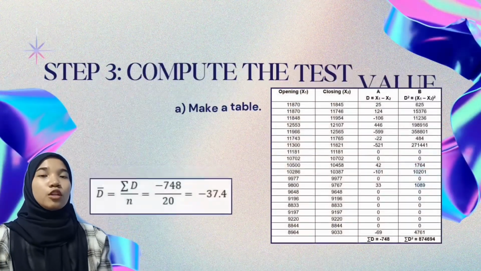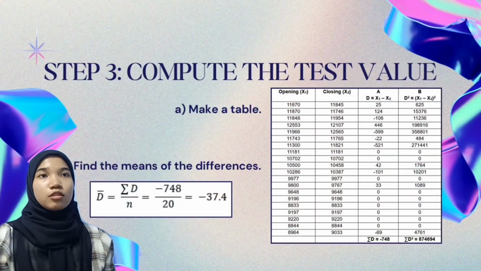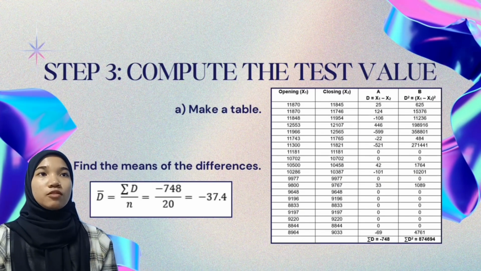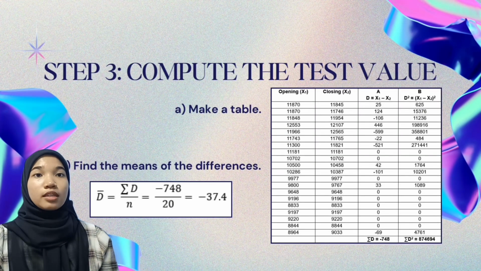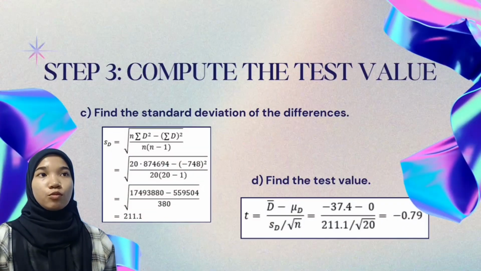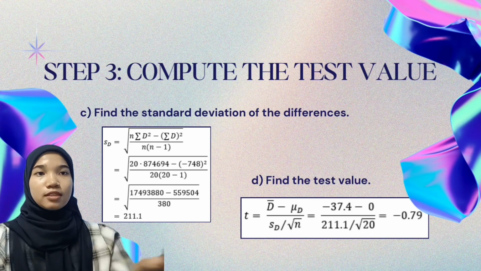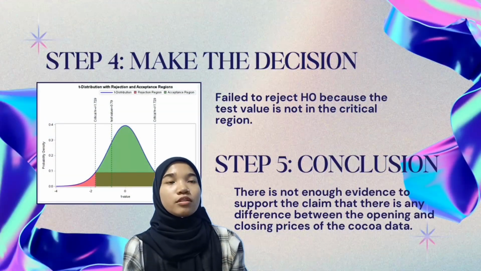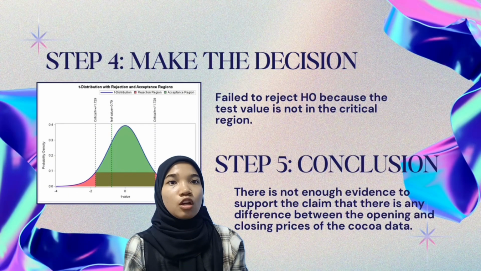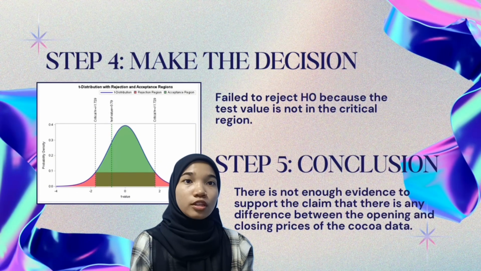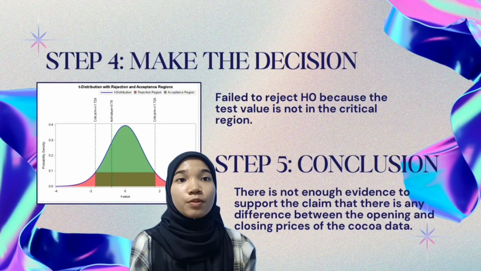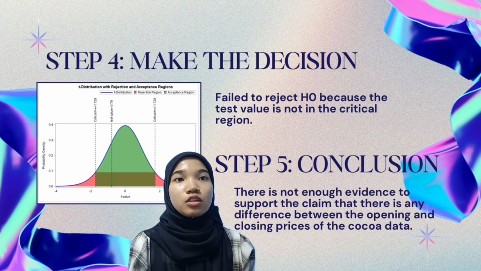Next, to compute the test value, first we need to make a table like this and find the mean of the differences. Then we find the standard deviation of the differences. Then we can put it into the formula to find the test value, which is negative 0.7. Lastly, the decision is to fail to reject H null because the test value is not in the critical region. So our conclusion will be there is not enough evidence to support the claim that there is any difference between the opening and closing price of the cocoa data.